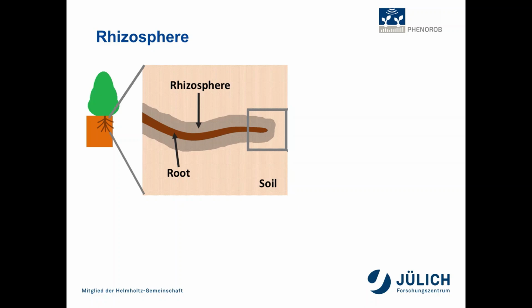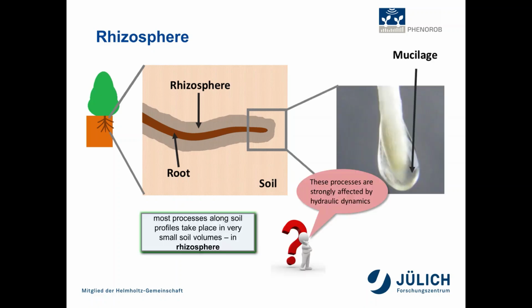The thin layer of soil around roots of plants is called rhizosphere. Compared to the bulk soil, rhizosphere has different properties, and the reason is the existence of mucilage, one of the root exudates. I'm Omid, and through this video I would like to introduce you to my newly developed pore-scale model, which simulates the drying of mucilage in the rhizosphere.